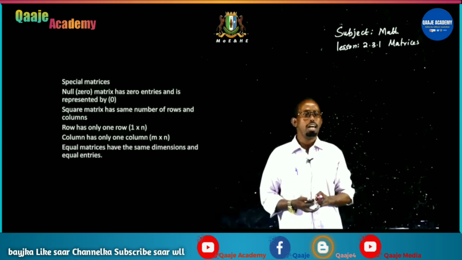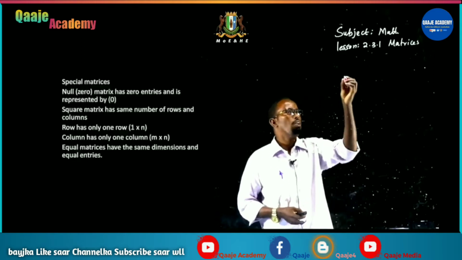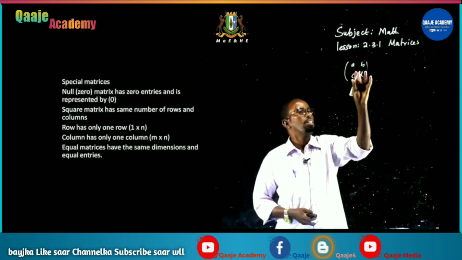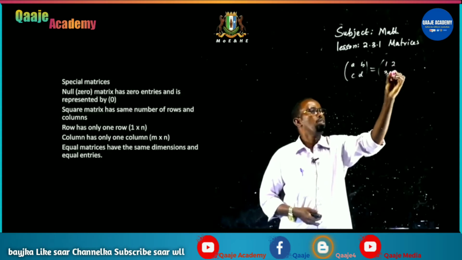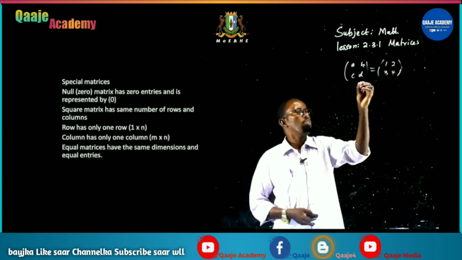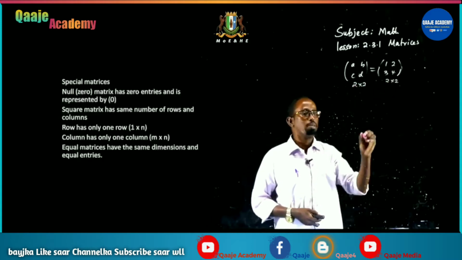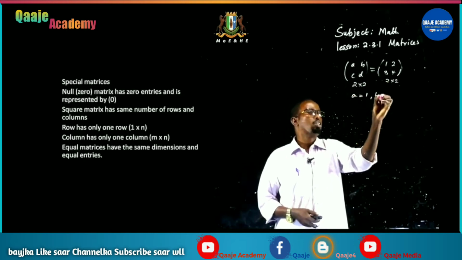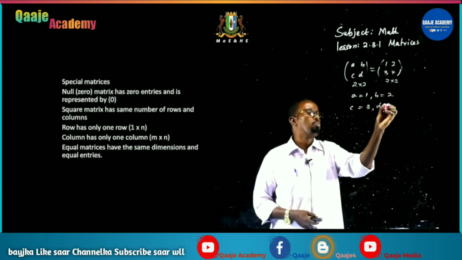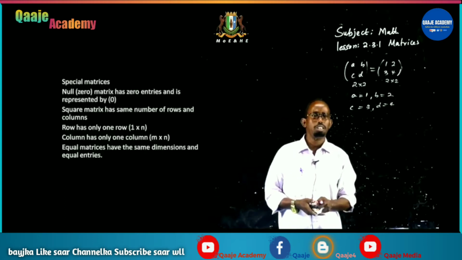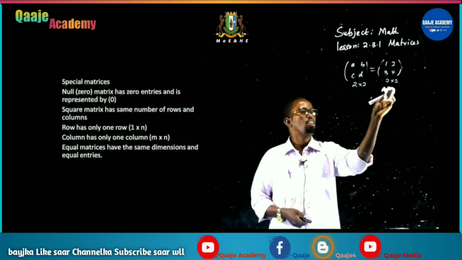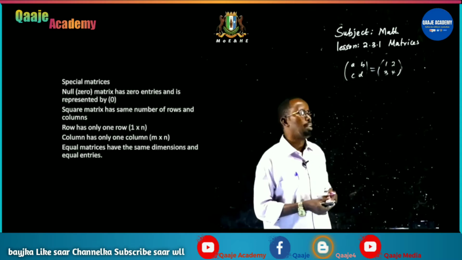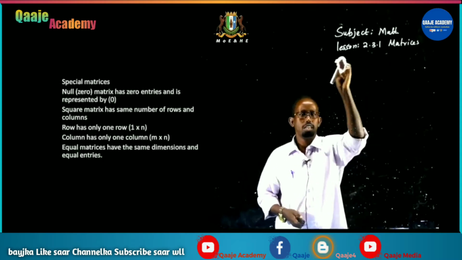Next, equal matrices have the same dimensions and equal entries. For example, let's say we have a, b, c, d equal to 1, 2, 3, 4. The order of the first matrix is 2x2, and this is also 2x2. The order must be the same, and they must have equal entries. a corresponds to 1, b to 2, c to 3, d to 4. Equal entries means the elements in the first bracket must be the same as the elements in the second bracket.